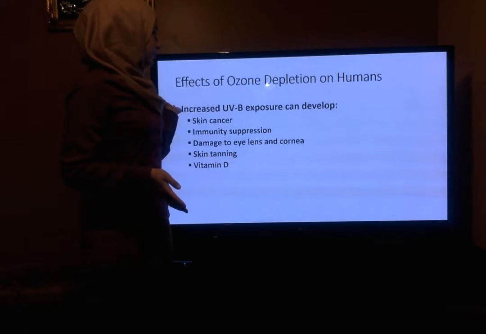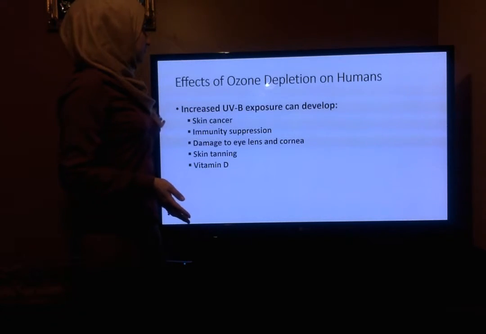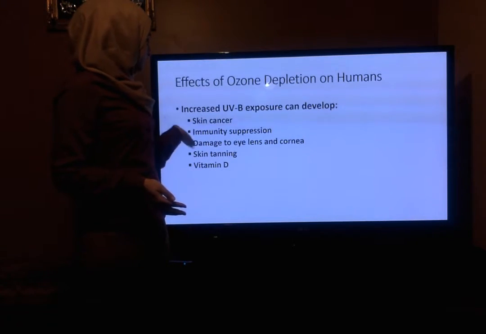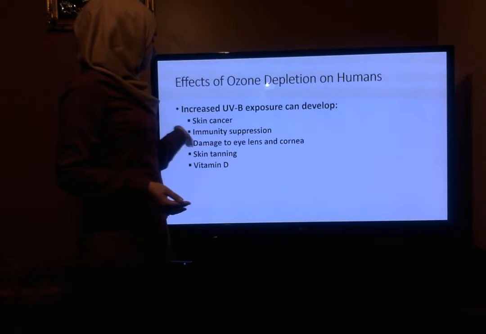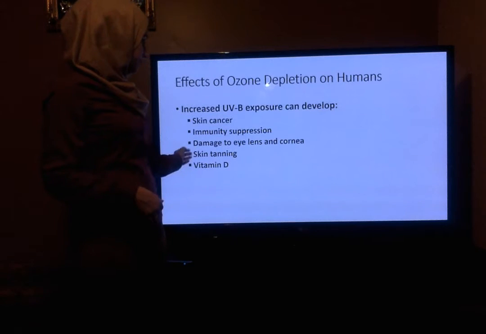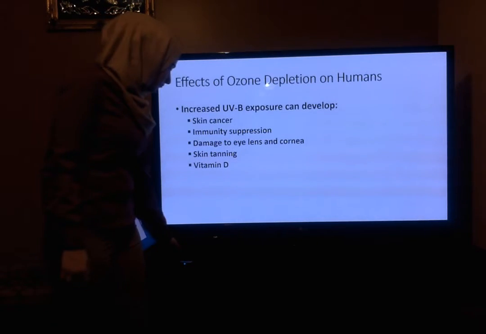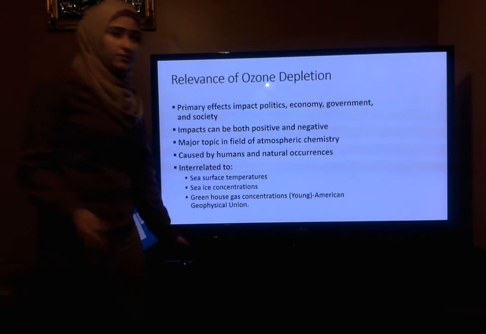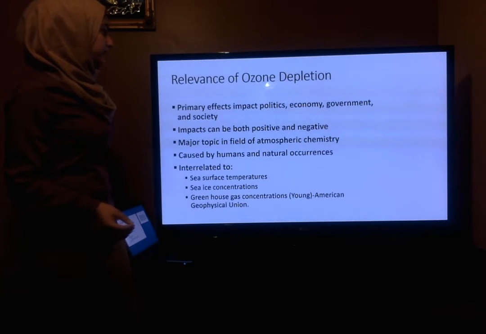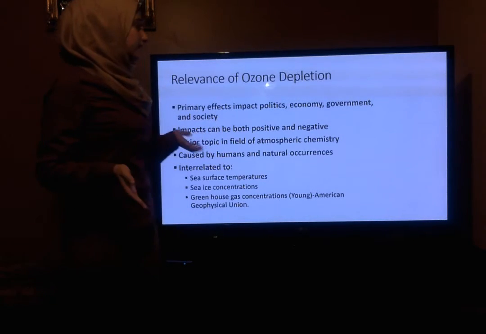And so the overexposure to UVB radiation, or ultraviolet radiation, can cause skin cancer, immunity suppression, damage to the lens and cornea, skin tanning, and vitamin D. These last two points are more positive effects because we know that the sun is the main source of vitamin D. So why is this relevant in any way possible?